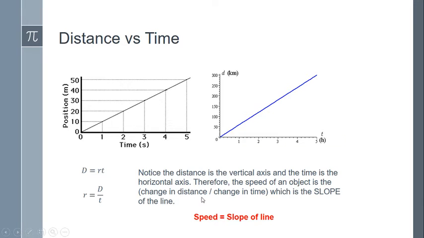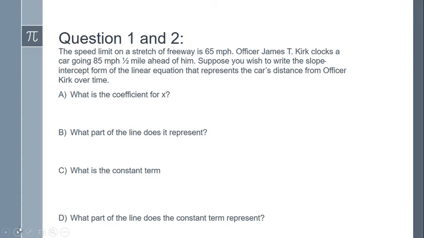In short, the speed of an object is equal to the slope of a line when it's written in slope-intercept form. All right, so questions 1 and 2. The speed limit on a stretch of freeway is 65 miles per hour. Officer James T. Kirk clocks a car going 85 miles per hour 1/2 mile ahead of him. Suppose you wish to write the slope-intercept form of the linear equation that represents the car's distance from Officer Kirk over time. What is the coefficient for x?